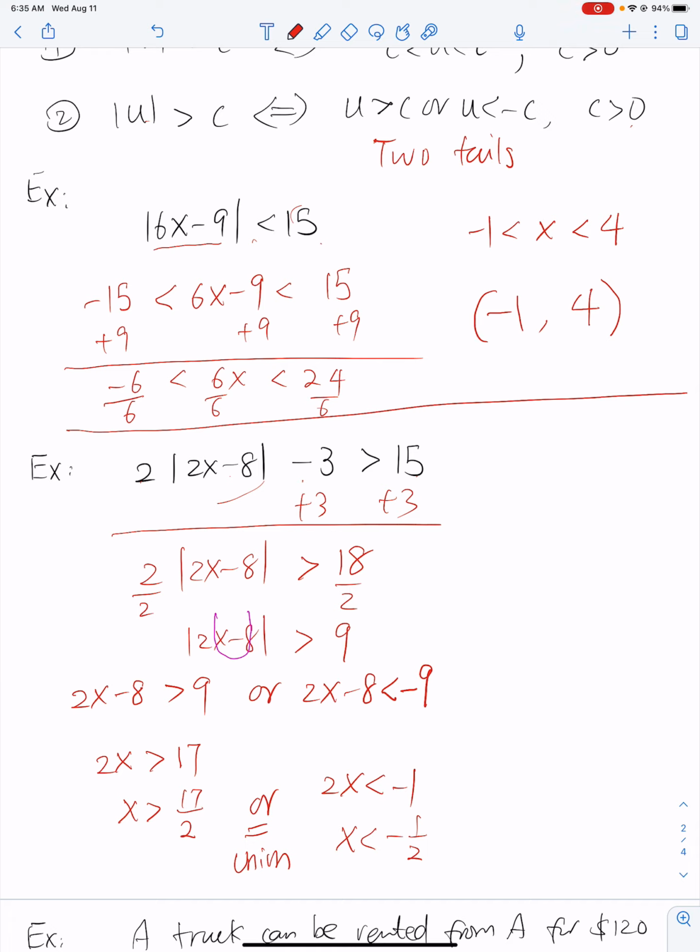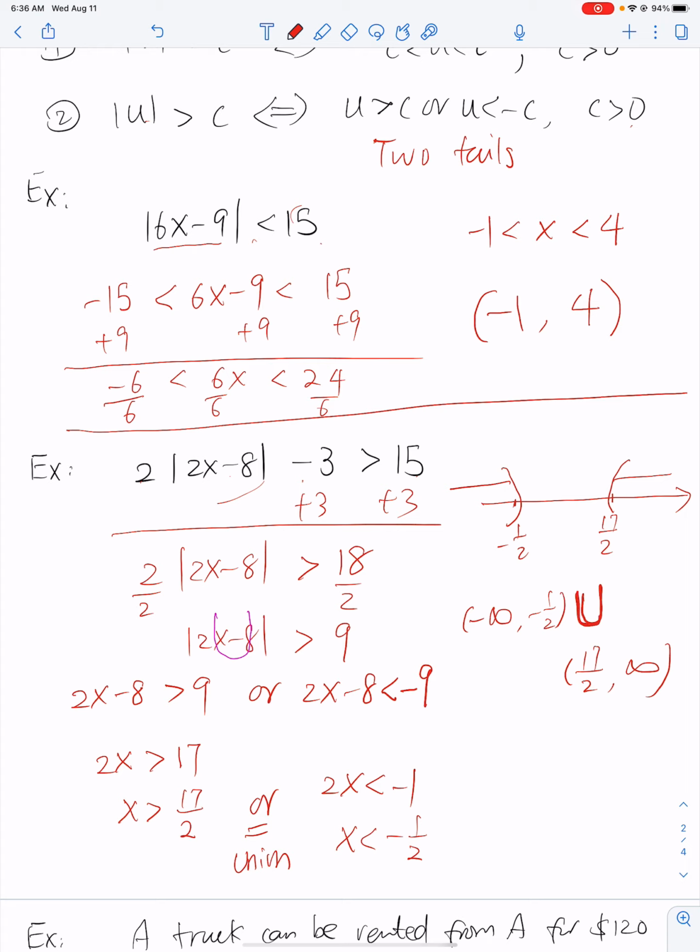x is bigger than 17 over 2. I suggest you draw a picture. 17 over 2, bigger than, to the right, yeah? Less than negative a half, to the left, yeah? So what will be the interval notation? Negative infinity to negative half, and 17 over 2 to infinity. Are you with me? Both parts, because it's or, we wanted what? Union. Do not forget this, it's union.